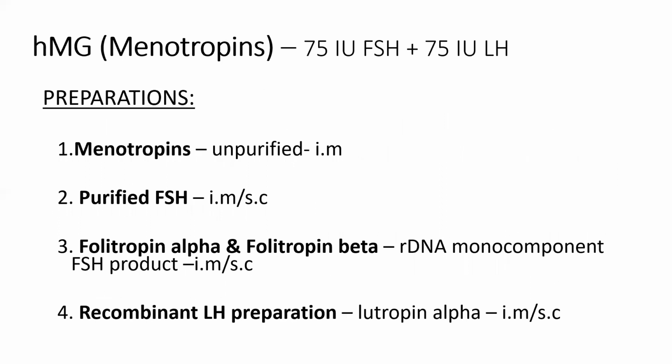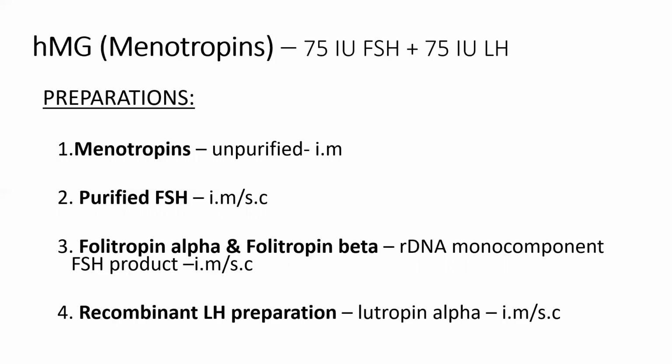Coming to the menotropins. Menotropins are the human menopausal gonadotropins obtained from the urine of the menopausal woman. These menotropins are available as pure follicle stimulating hormone or a combination of the follicle stimulating hormone and luteinizing hormone. Menotropins are the combination of both. When purified follicle stimulating hormone is used, only follicle stimulating hormone is present.